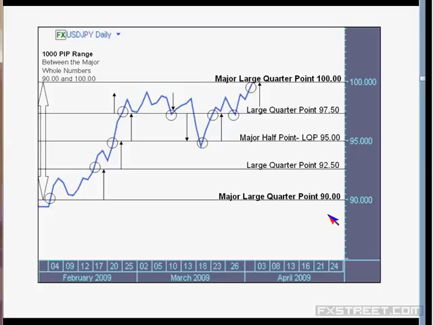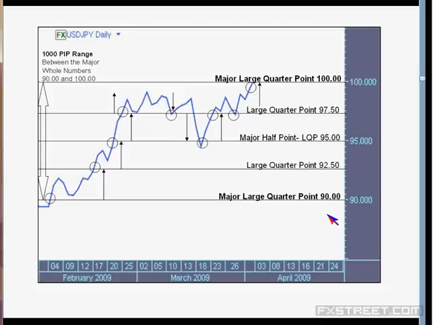The quarters theory provides you with a roadmap. The 1,000 pip ranges divided into equal parts or four large quarters of 250 pips each. The quarters theory establishes the route with a very distinct starting point and a very clear destination. Every significant price move begins at a large quarter point and also ends at a large quarter point.